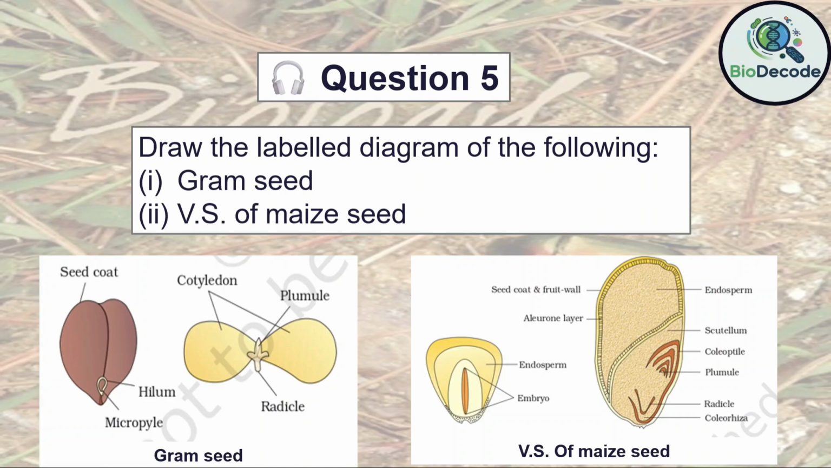Second, the maize seed, a monocot, has a single cotyledon called the scutellum, along with a radicle, plumule, and a substantial endosperm providing nutrition. Third, both diagrams illustrate the structural adaptations of seeds for successful germination and early growth.